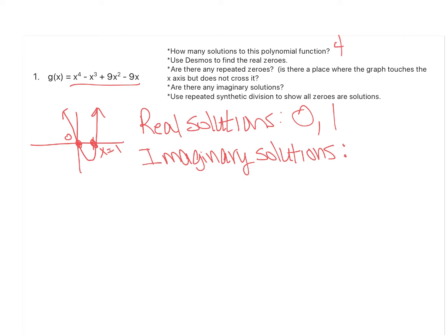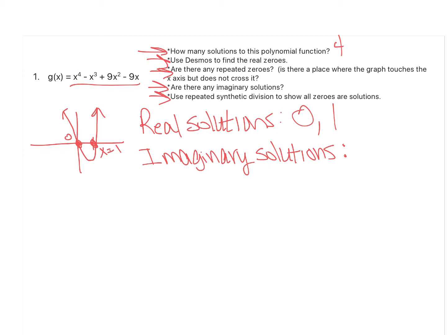Okay, so in our steps here, it says how many solutions, there's 4. We found the real zeros. There's 2 real zeros. Are there any repeated zeros? When you looked at the graph, was there anywhere it bounced at the x-axis? If you looked at your Desmos graph, it did not bounce anywhere. So there's no repeated zeros, there's no bounces. And yes, there are 2 imaginary solutions. So we are going to use repeated synthetic division to find all of the rest of the zeros.